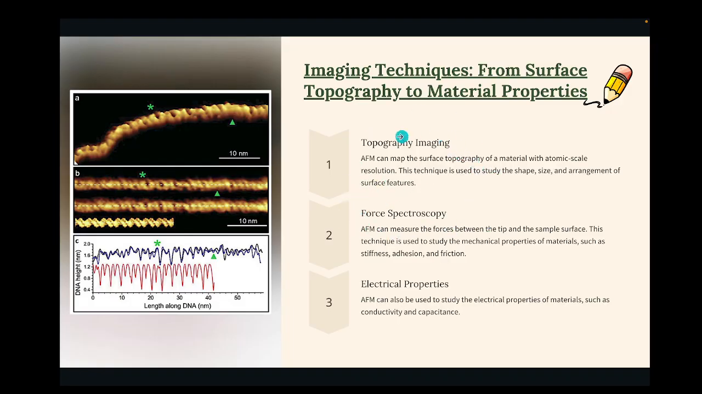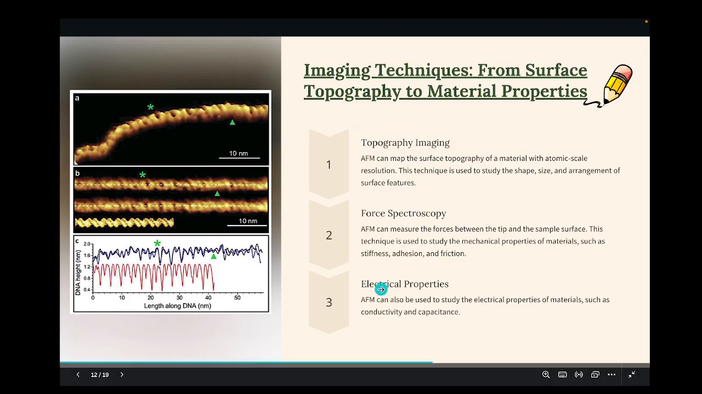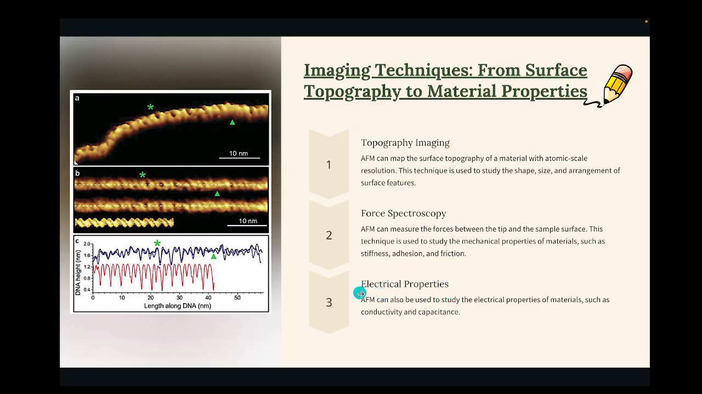Topography imaging is generally done for hard metals, for strong metallic samples, with the help of contact mode. And electrical properties can be checked with the help of the non-contact mode. So these are the three things which can be done by using the AFM.